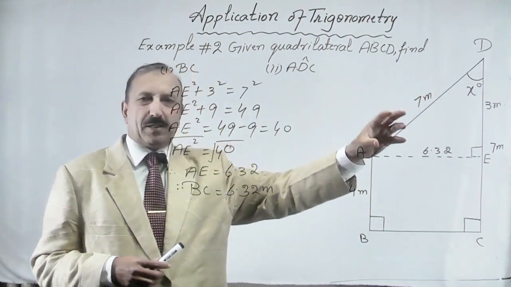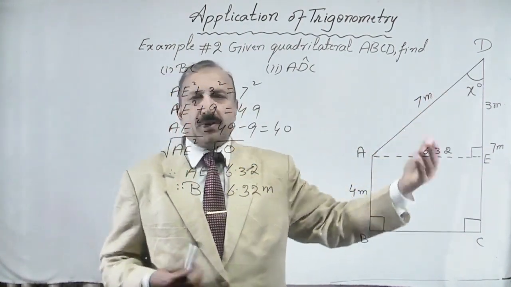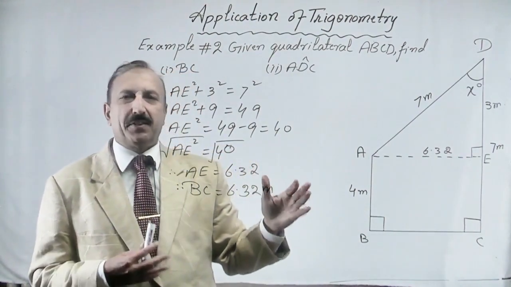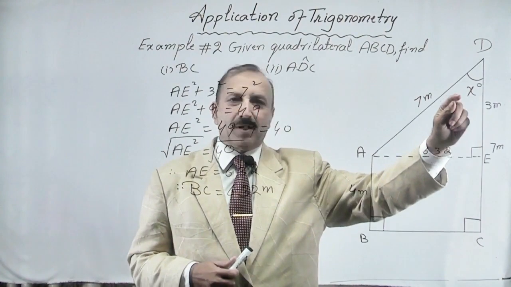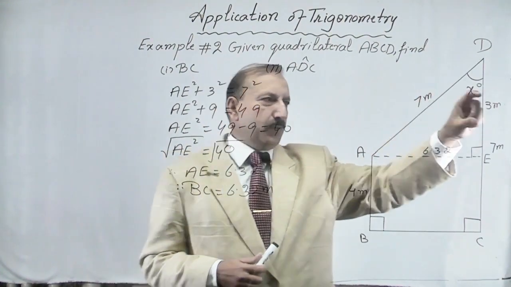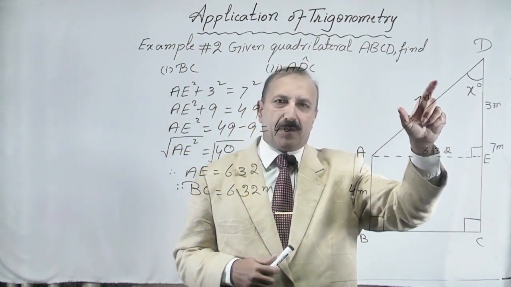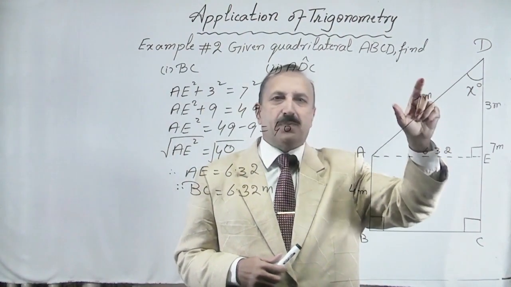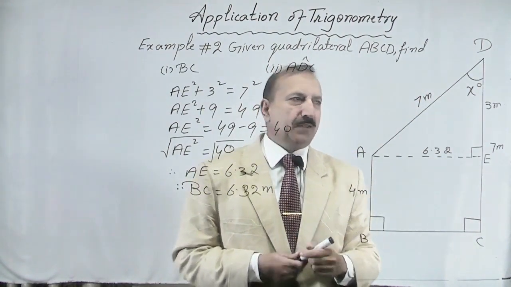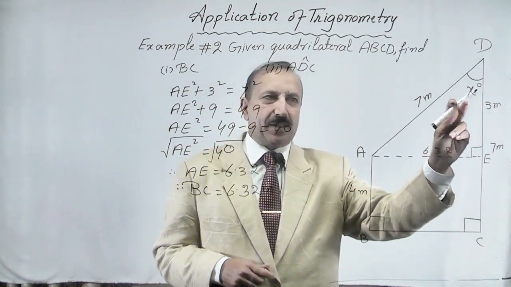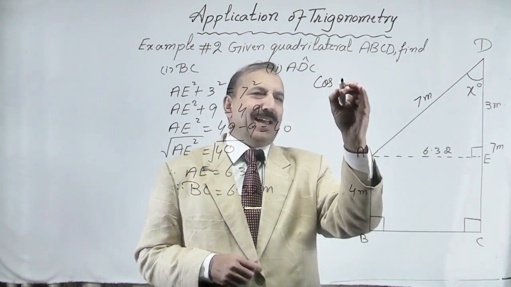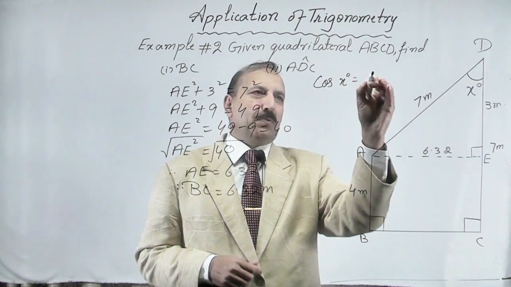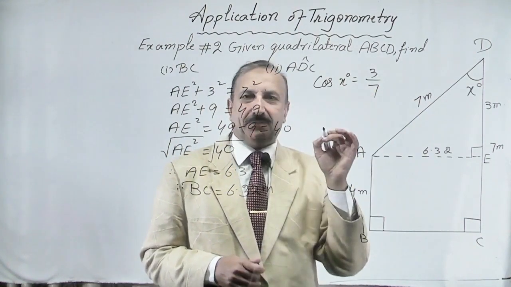Now, the second part, ADC, we are supposed to find this angle. If we look at the given values, all three values are available. We can use any trigonometric ratio, but I only consider this one. According to this angle, this value is adjacent. This is hypotenuse. Adjacent over hypotenuse is the cosine trigonometric function. Our focus is to find this angle. So my dear students, cosine of x degree is equal to 3 over 7.